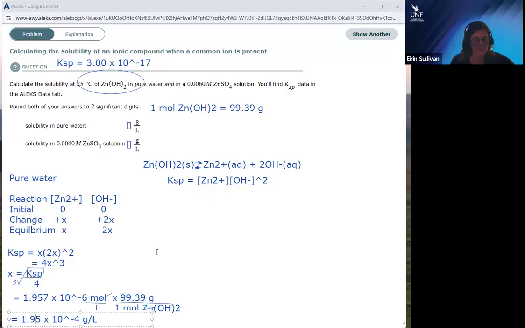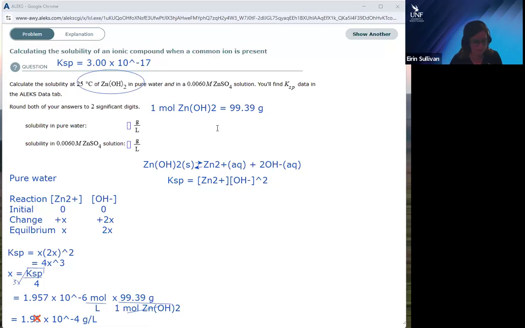Not even two significant digits, not two decimal places. Good lord. That'd be 1.94 something, wasn't it? It'll be 1.9. Let me just fix that. All right, so what if we have zinc sulfate solution?